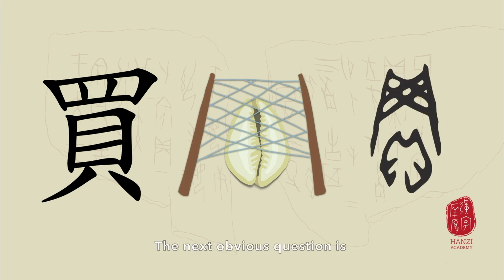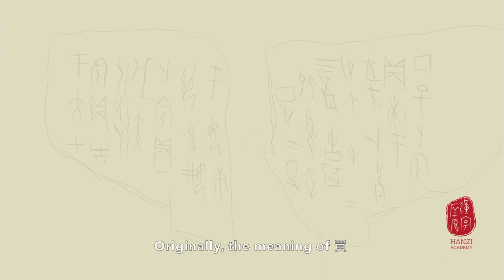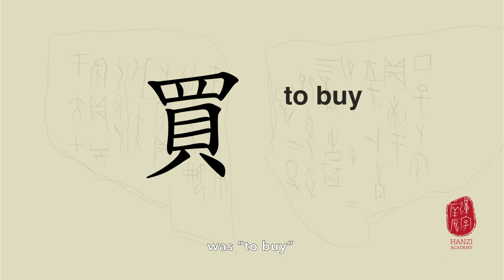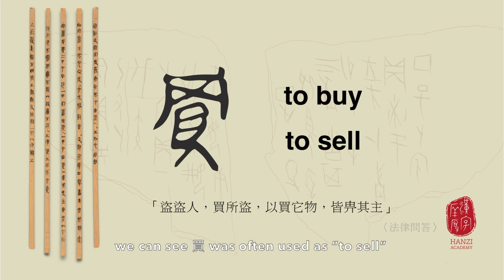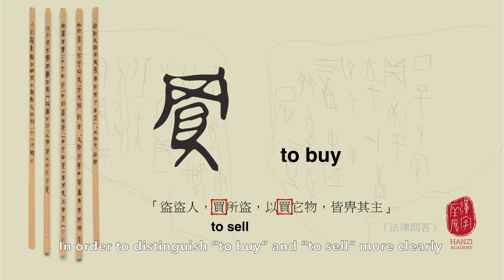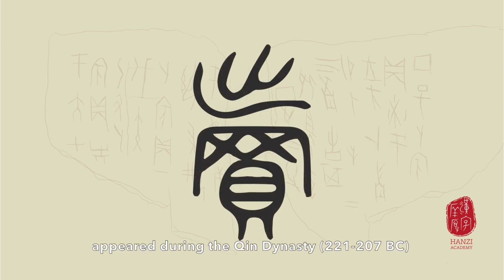The next obvious question is, how did the ancient Chinese people express the verb to sell with a character? Originally, the meaning of 买 was to buy or to sell. In an excavated document from the Qin state during the Warring States period, we can see 买 was often used as to sell. In order to distinguish to buy and to sell more clearly, the character 卖 was born. Therefore, the earliest form of 卖 appeared during the Qin dynasty.